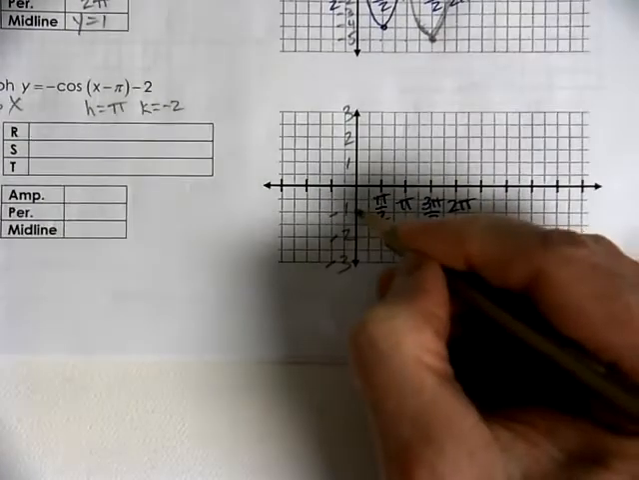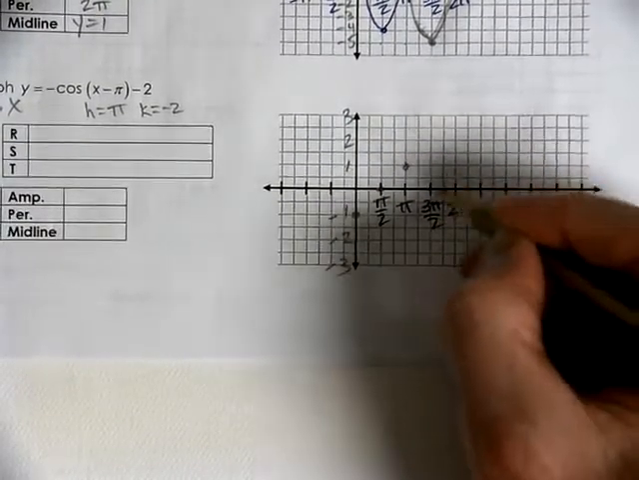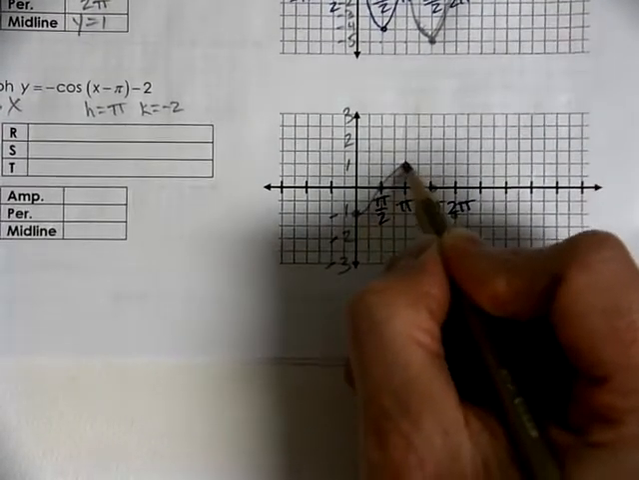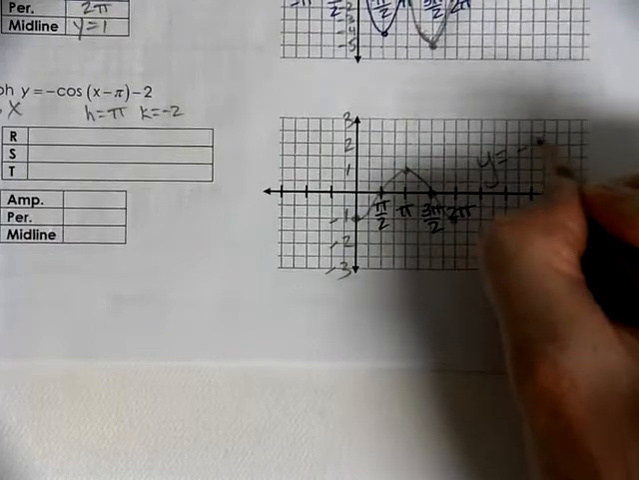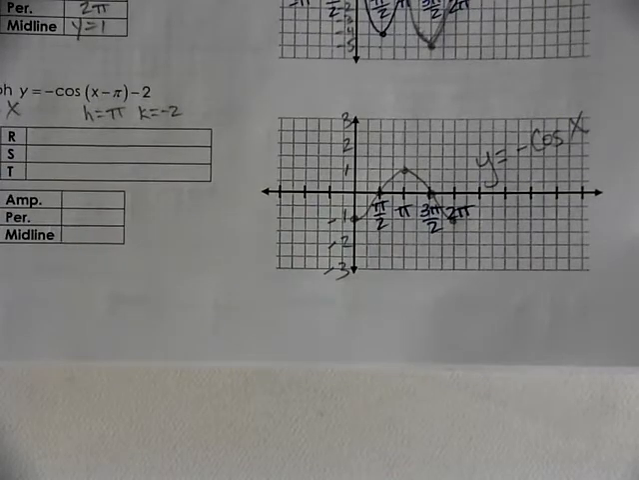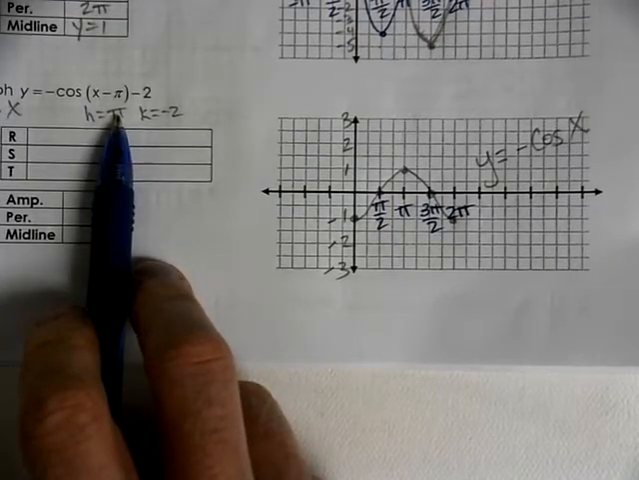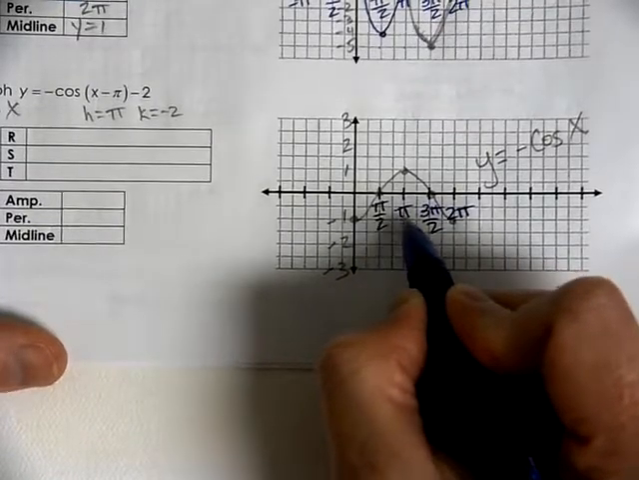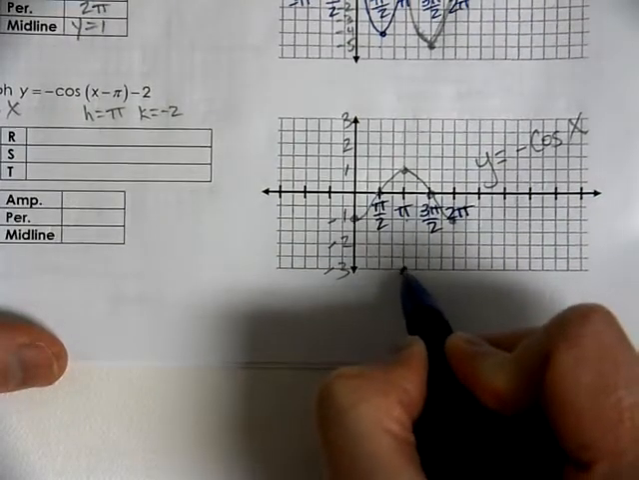So cosine, we're going to be at negative 1, then we're at 0, then we're at positive 1, then we're at 0, and we're back to negative 1. So that's the graph y equals negative cosine of x. And then we're going to translate that graph. We're going to translate it 1 unit, or actually pi units to the right and 2 units down. So that's 2 units, which is the total length of pi, and then 2 units down.